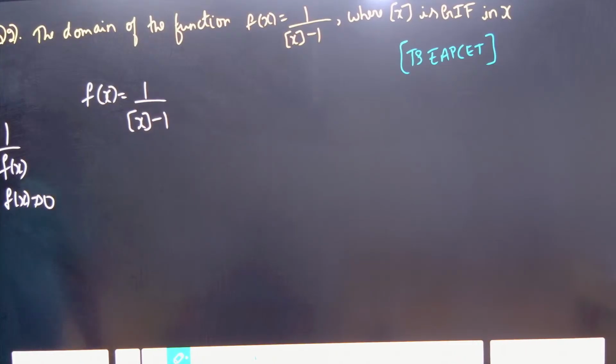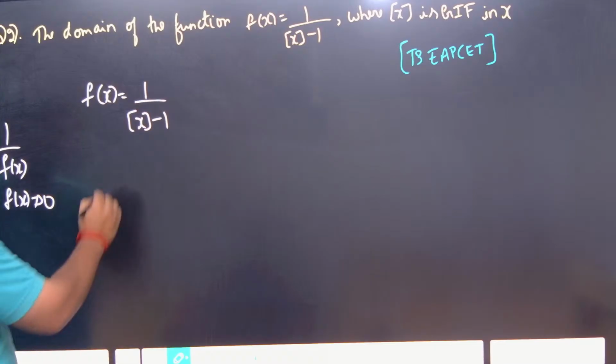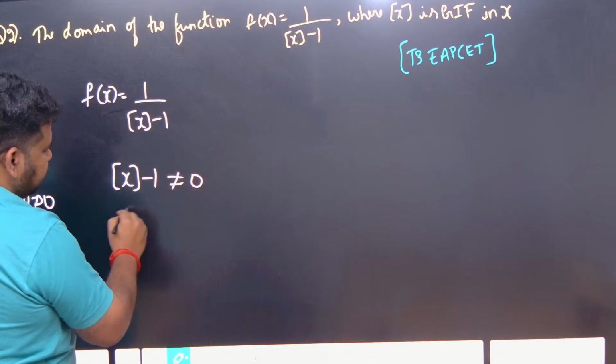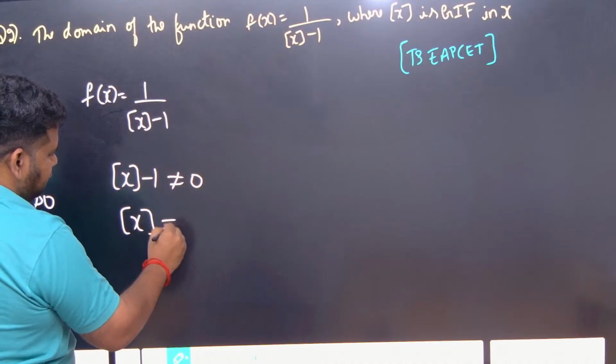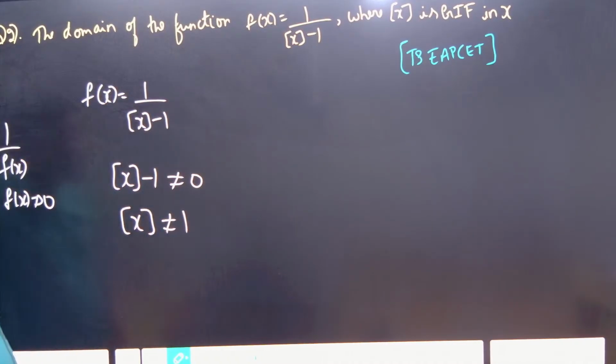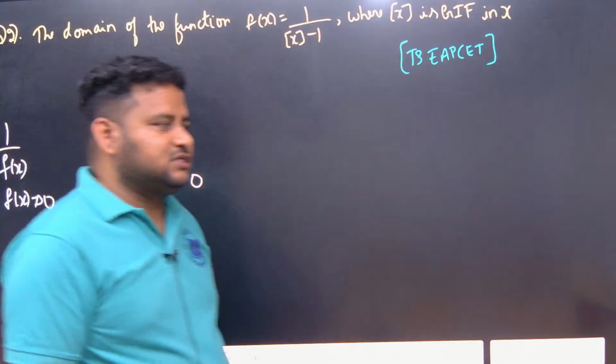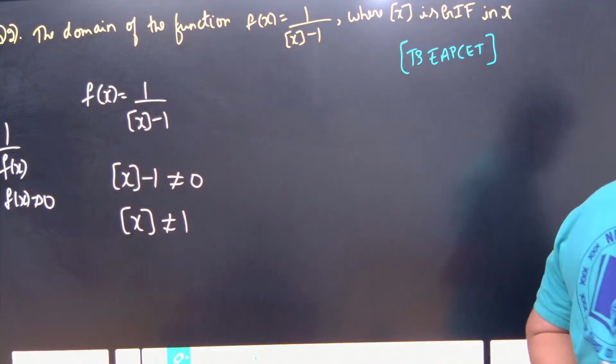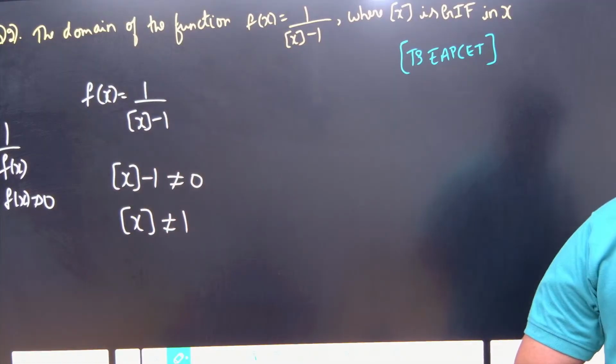Yes or no? f(x) should not be equal to 0. That means what? The step of x minus 1 should not be equal to 0. That implies the step of x should not be equal to 1. That is what we discussed: the step of x should not be equal to 1.